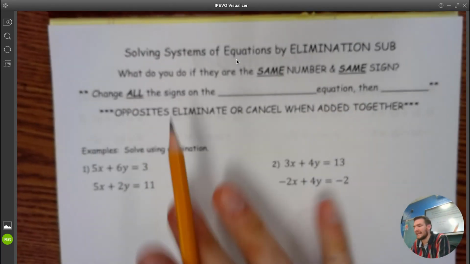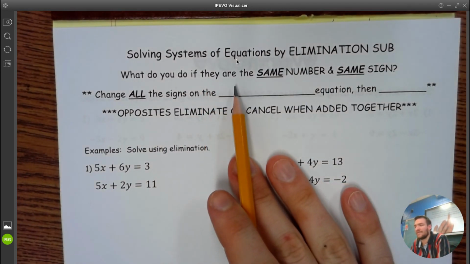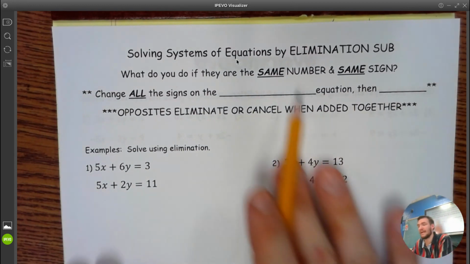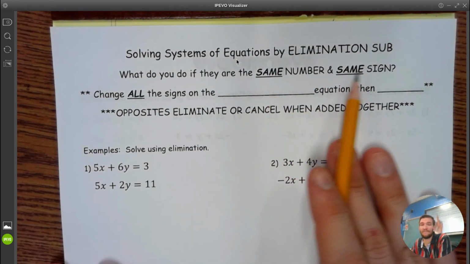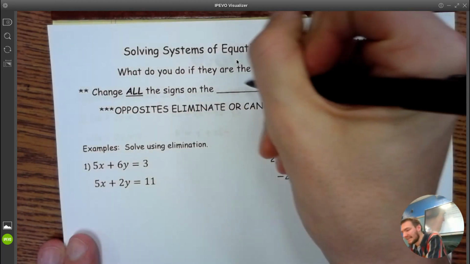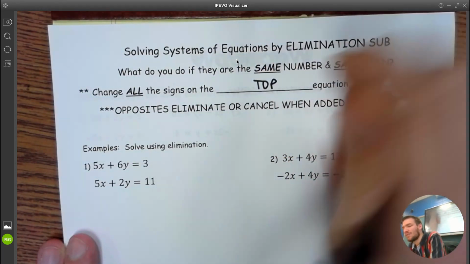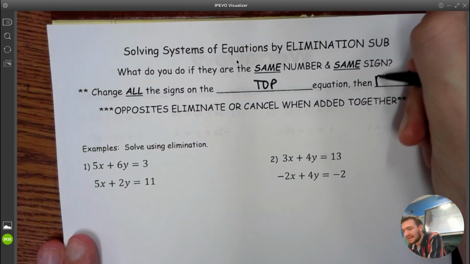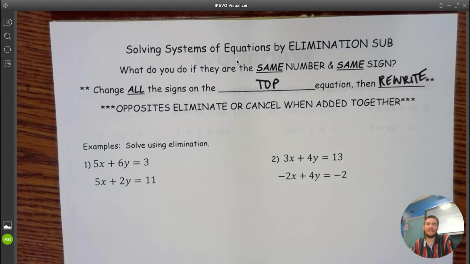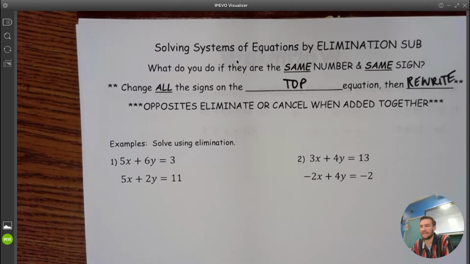It says, what do you do if they are the same number and the same sign? Which is a problem because we want same number, different sign. We're going to change all the signs on the top equation and then rewrite. When it comes to the words at the top, I think they're fine. If you watch me do it here, it's going to make a lot more sense.